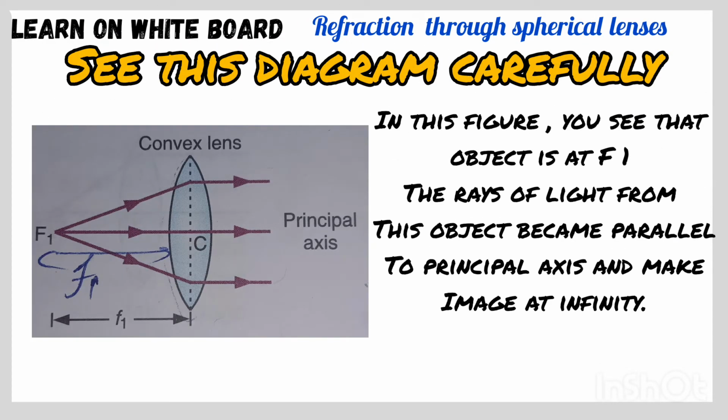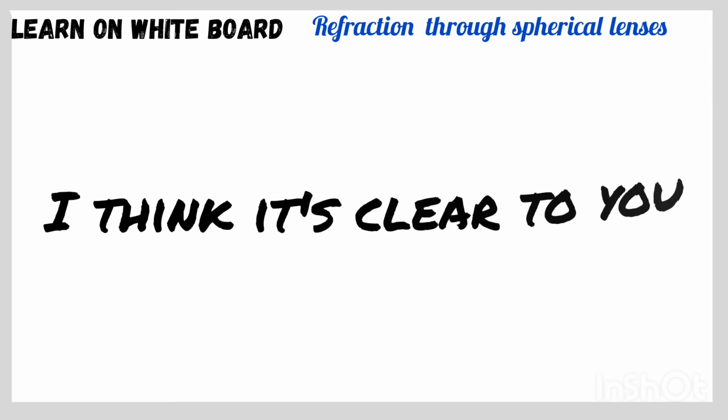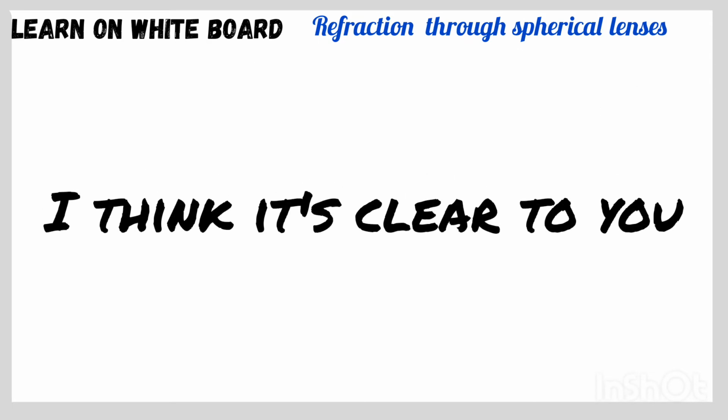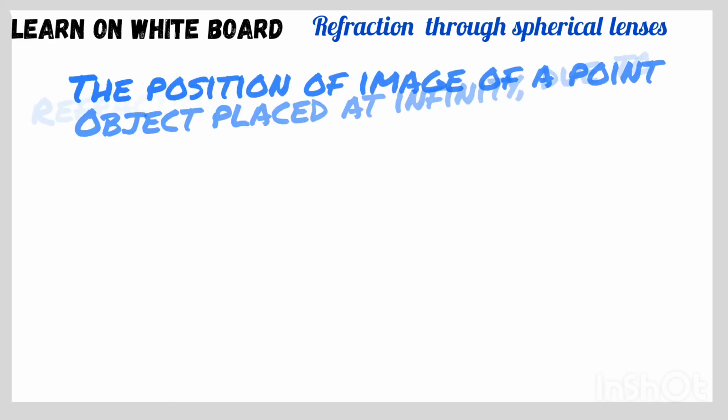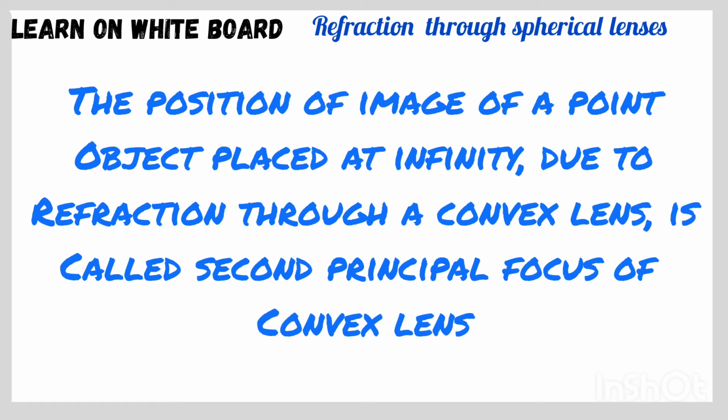In these figures, you see that the object is at f1. The rays of light from this object become parallel to the principal axis and make an image at infinity. See the diagram carefully. I think it's clear to you. Now move on to the term second principal focus of convex lens. The position of the image of a point object placed at infinity due to refraction through a convex lens is called the second principal focus of convex lens.